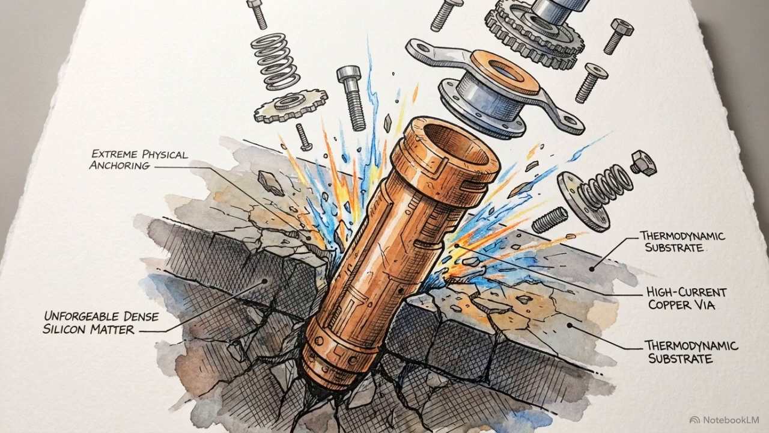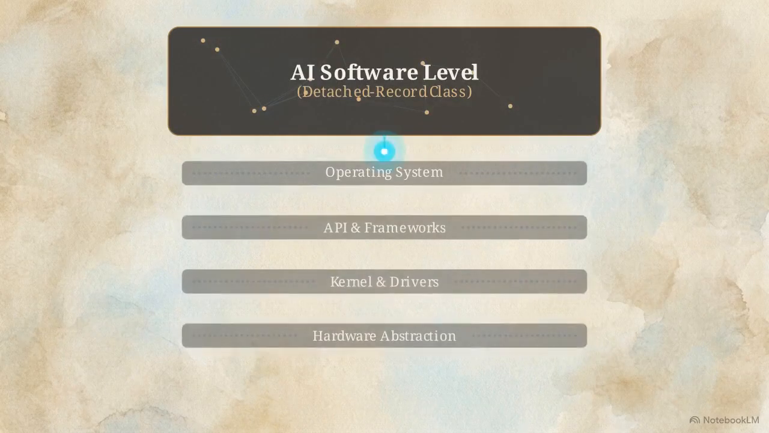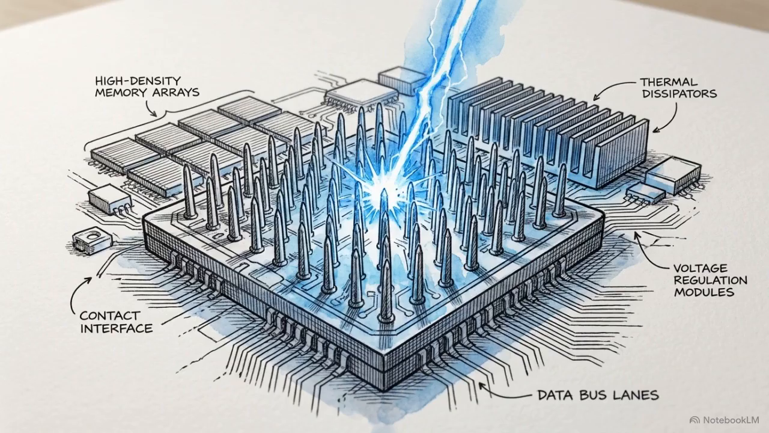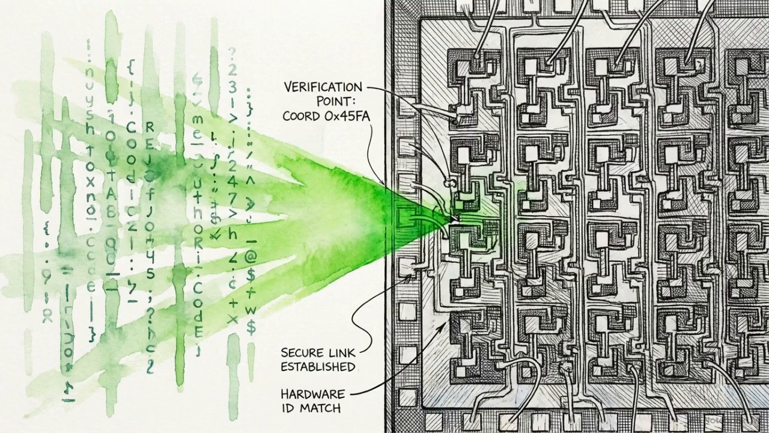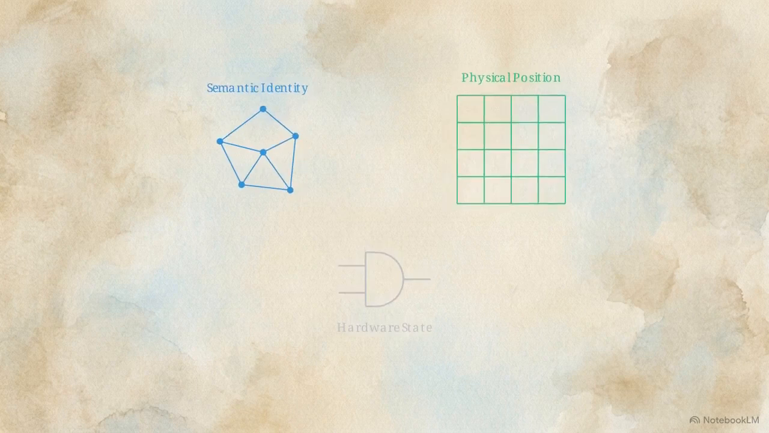When a live AI deployment attempts to execute an action, the request moves rapidly downward from the high-level software, triggering a hard physical reach into the memory architecture. This is the exact moment of verification. The authorization command is validated not by reading code, but by successfully reaching the designated electrical coordinate. At this fused operating point, the semantic identity of the AI, its physical position on the die, and the electrical hardware state become mathematically identical.